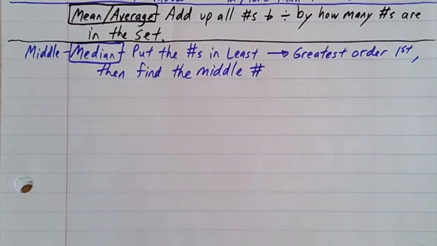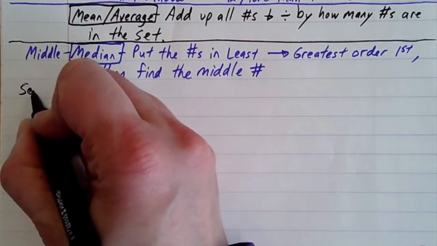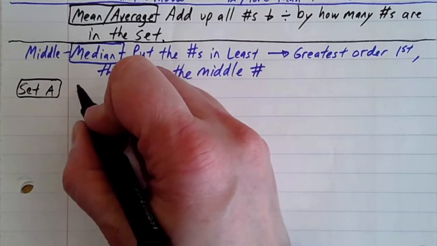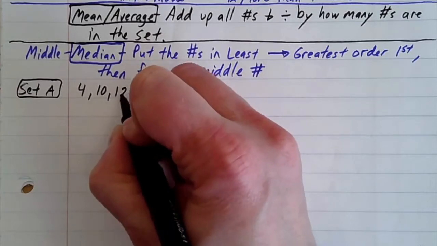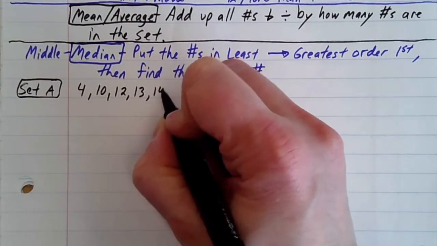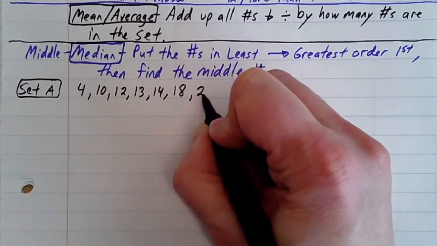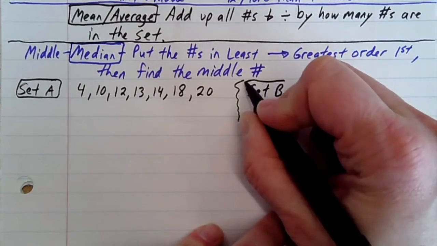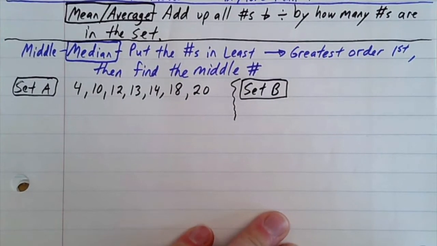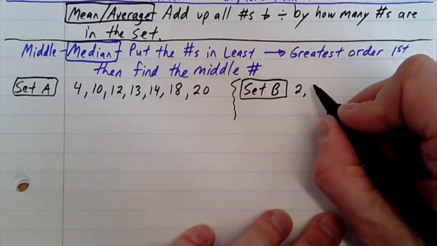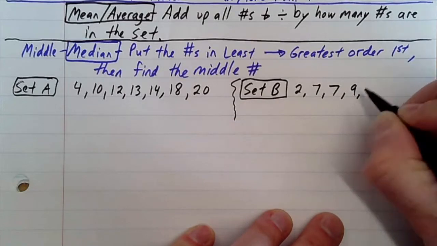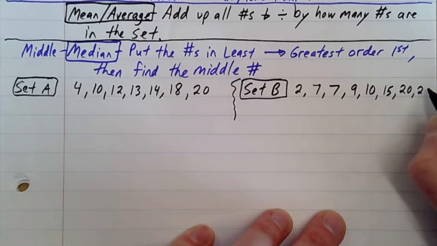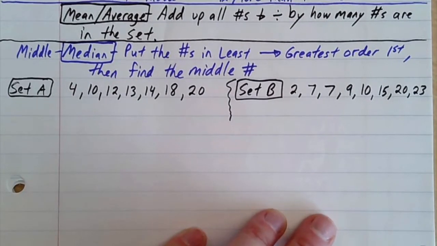So we're going to do some examples here. We've got set A data. And so the numbers for set A are going to be 4, 10, 12, 13, 14, 18, 20. Then we're going to put a little squiggly line, and then we're going to have set B's data set over here. And those numbers are going to be 2, 7, 7, 9, 10, 15, 20, 23. So to make sure you get all your numbers there.